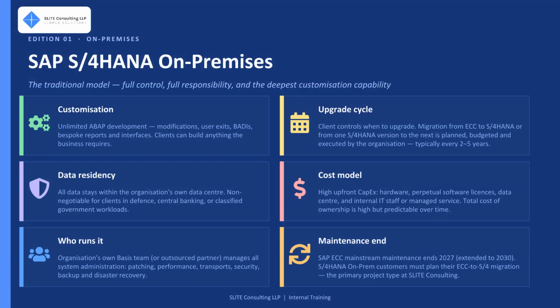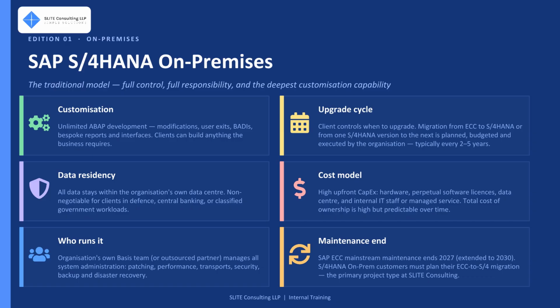SAP S/4HANA On-Premise is the edition customers install and run on their own infrastructure. The customer's IT team or an outsourced partner manages everything: the hardware, the operating system, the SAP application, the database, and the backups. This edition offers maximum flexibility and maximum control. There are no restrictions on ABAP development, no mandatory upgrade cycles, and no dependency on SAP's cloud infrastructure. Customers upgrade when they choose to, and they can maintain highly customized systems across many years.